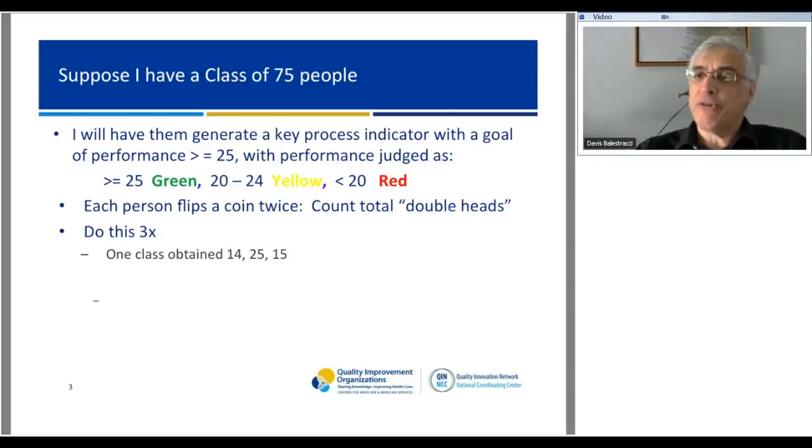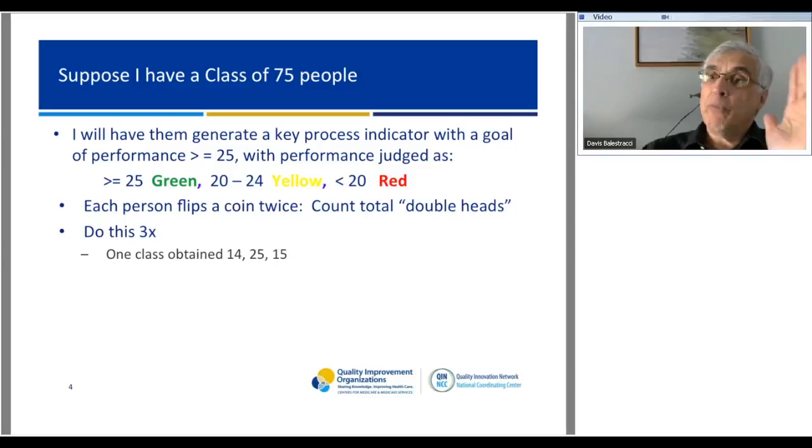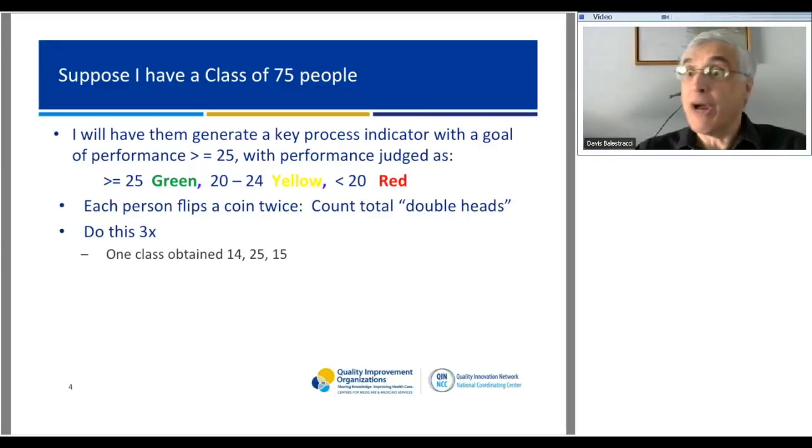All right, I do this exercise with classes, and I wish I could with you, but I can't. Envision a room of 75 people. And I do this exercise with them. I pass out coins, and for 75 people, I give them a goal. I say, okay, we're going to generate a KPI. You all know what those are, key process indicators. And I'm giving you a goal. I want it to be greater than or equal to 25.